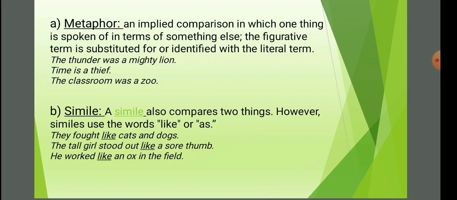They fought like cats and dogs. They, the people who are fighting, fought, and the comparison is given with cats and dogs. The tall girl stood out like a sore thumb. The girl's standing position is compared with a sore thumb. He worked like an ox in the field. The person is working hard. This is about the simile.